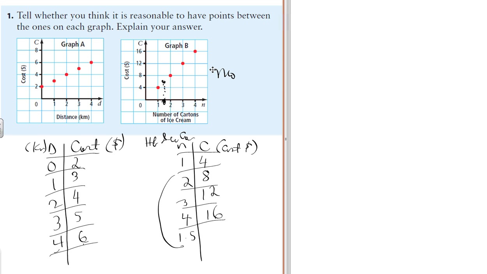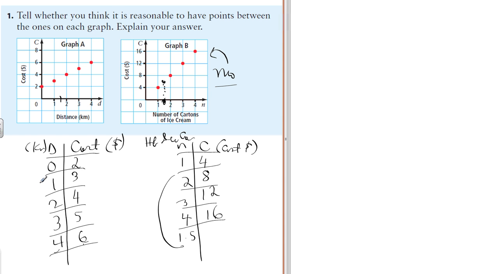And the answer is no, probably not. Not mathematically irrational, but who's going to buy 1.5 cartons of ice cream? So the answer for this one is no, it's probably not reasonable that you would buy 1.5 cartons of ice cream. But in this question here, let's assume that we're talking about the taxi.